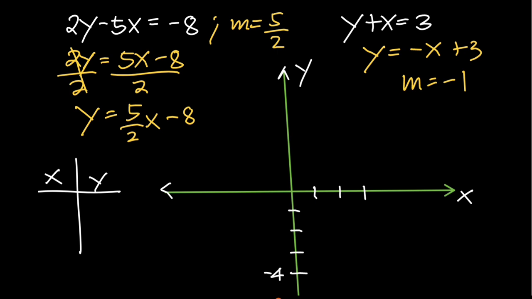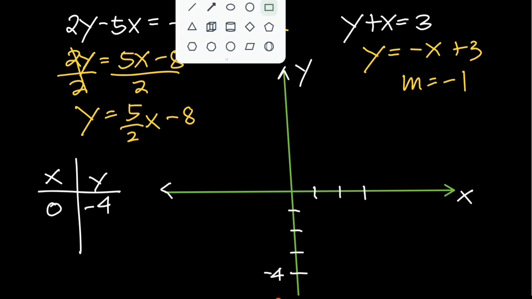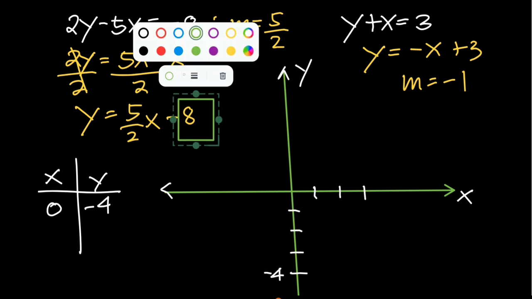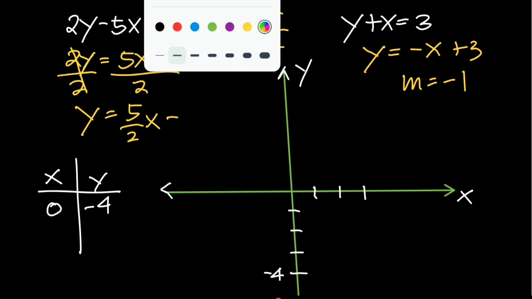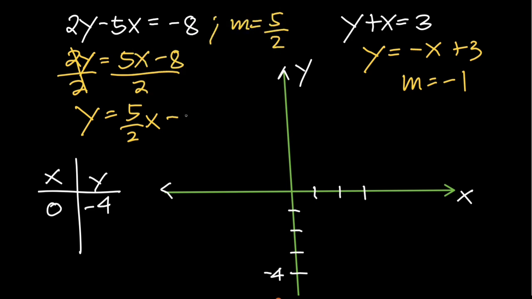Yeah, we'll see if you get the same graph using your calculator. So when x is 0, y is negative 4. I think I made a mistake here. It should be 8 divided by 2, which is 4, so this is negative 4. So when x is 0, y is negative 4.